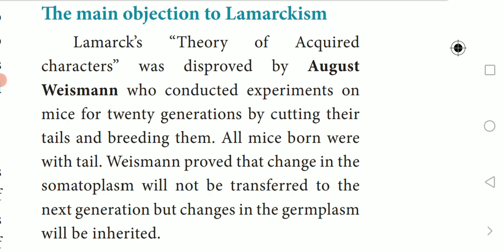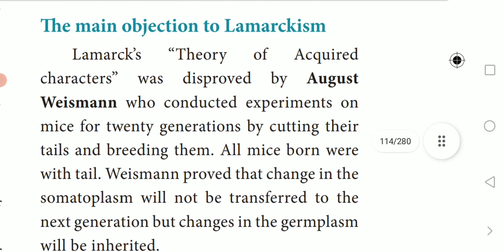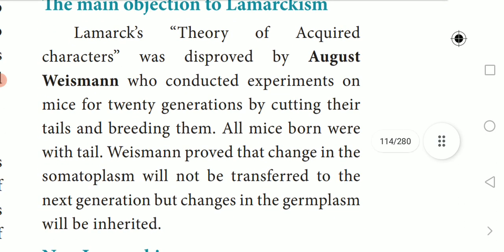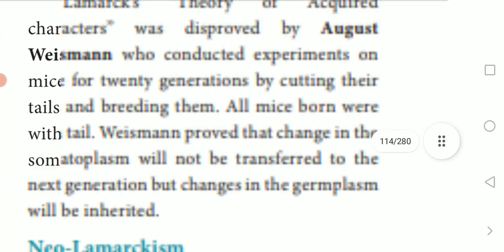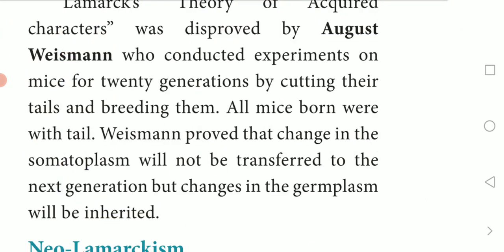So from this, he concluded that in our body we have two types of cells: one is somatic cells, and the other is germ plasm cells. August Weismann says the change which occurs in the somatoplasm, meaning the body cells, will not be transferred to the next generations. If any change occurs in the germ plasm, it will be transmitted to the next generations.